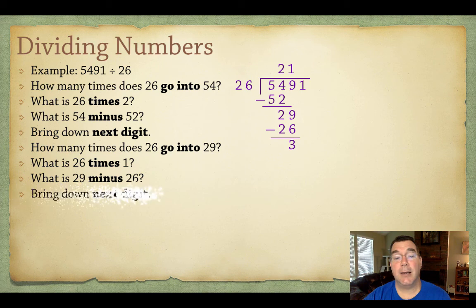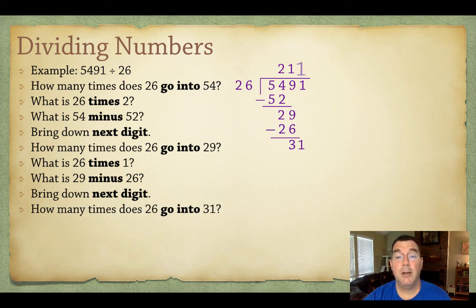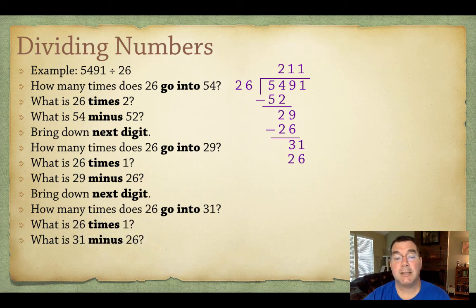So once that's done, I bring down the next digit, which is a 1. And I ask myself the same questions. How many times does 26 go into 31? Once. What is 1 times 26? It's 26. And then I subtract, and I get 5.